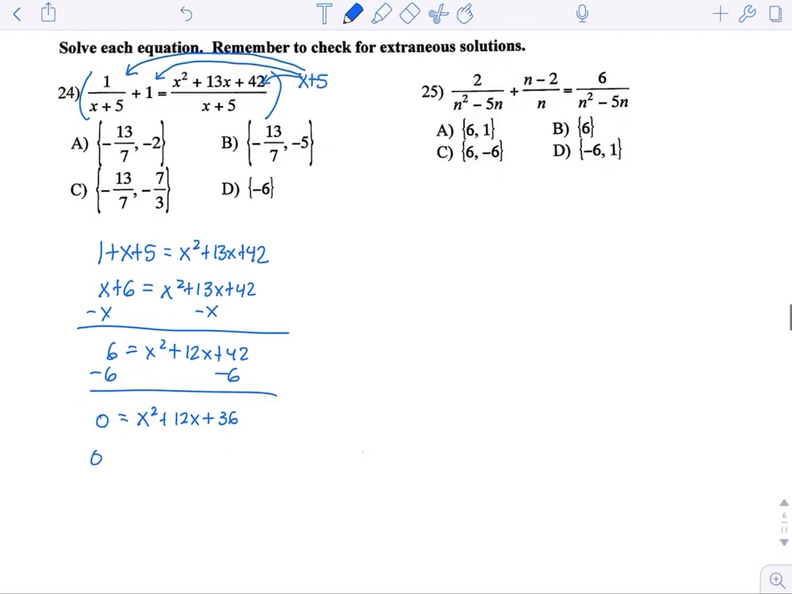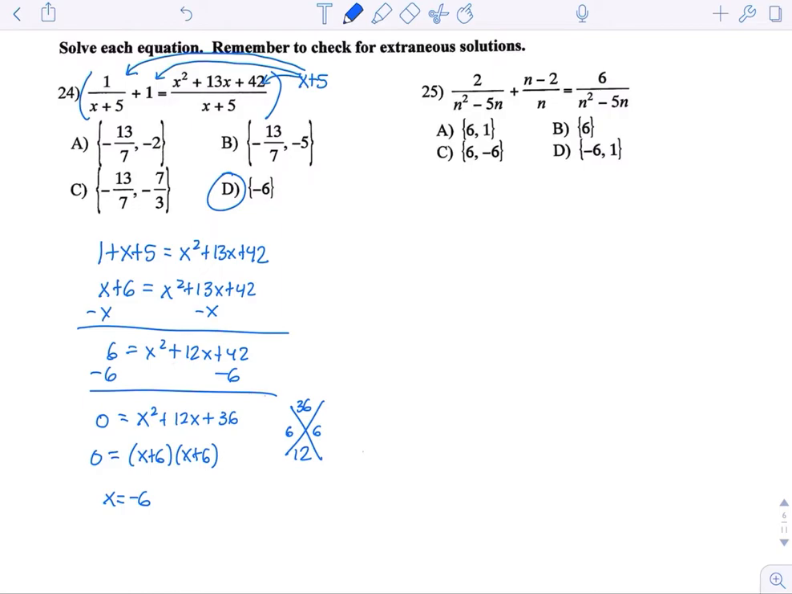Now we just factor. Two things that multiply to 36 but add together to give you 12 are 6 and 6. So x plus 6, x plus 6. And then set both of them equal to 0, and we're going to get x is equal to negative 6. Now, to check, just make sure you substitute it back into the original equation, and make sure you do not get a 0 in the denominator. So, negative 6 plus 5 is negative 1. So we are clear. So that means D would be our answer.